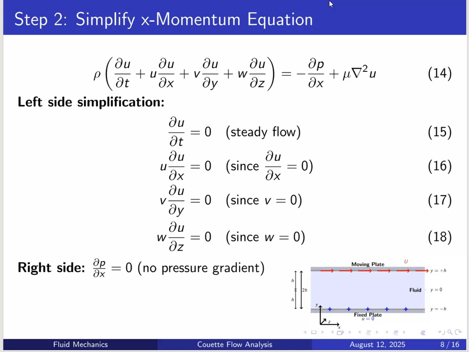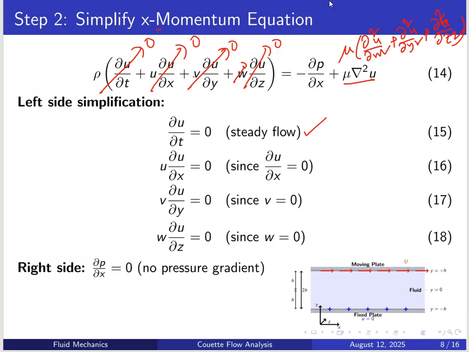Now here we are taking the x-momentum equation, because the other momentum equations are 0 since v and w are 0. So we can write this term as mu times (∂²u/∂x² + ∂²u/∂y² + ∂²u/∂z²). Here ∂u/∂t is 0 because of steady flow, so this term goes away. And ∂u/∂x, which we got from the continuity equation, is also 0. v is 0, so this term is 0. w is 0, so this term is 0. And there is no pressure gradient, so that will be 0.